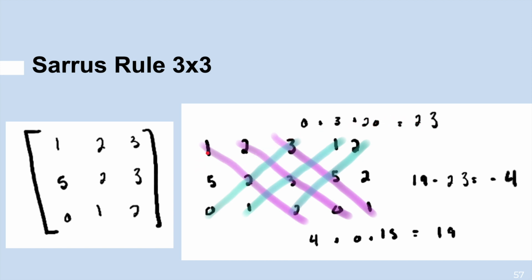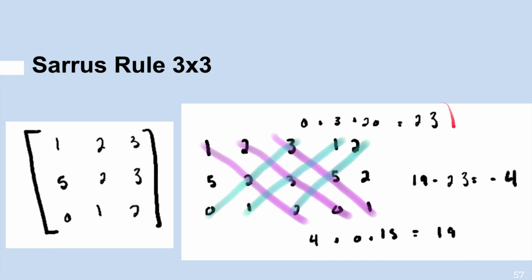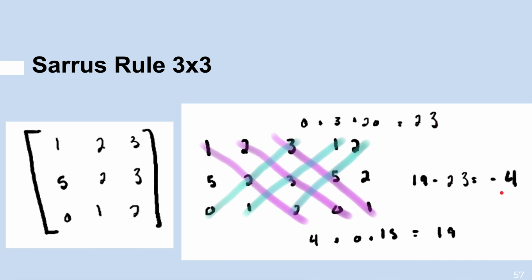Now same thing for the purple, 1 times 2 is 4, 2 times 3 times 0 is 0, 3 times 5 times 1 is 15, add them up together, we have 19. Last step, we're just going to take the bottom number, subtract it with the top number, so 19 minus 23 is equal to negative 4, and that is it. So we've already found the determinant of this 3 by 3 matrix.